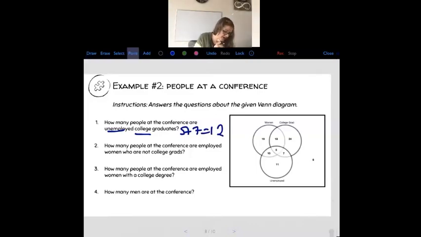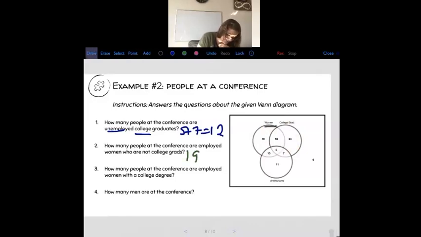For question 2, how many people at the conference are employed women who are not college graduates? So employed means anything outside of the circle of employment. So I'm tracing it with my pen. Okay, so anything outside of this circle. We want who are not college graduates, so that excludes this set. So we've got 2 sets excluded. Are employed women who are not college graduates. So we're just looking at this 19.